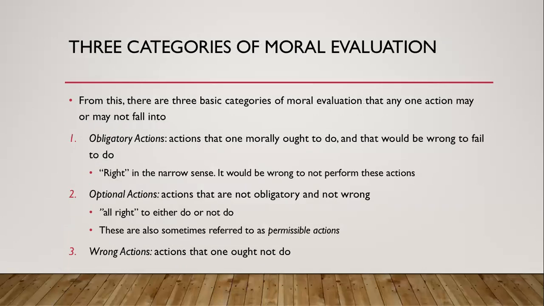Okay, so from this we can form 3 basic categories of moral evaluation that any given action may or may not fall into. Coming from that second notion of right, there's what's called obligatory actions. These are actions that one morally ought to do and that would be wrong to fail to do. So this is right in that narrow sense. And like I said on the previous slide, all this means is it would be wrong to not perform these actions. It would be wrong to not save somebody if you could save them from drowning. To just passively stand there and watch somebody drown, that would be the wrong thing to do.